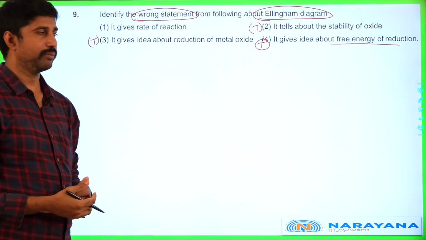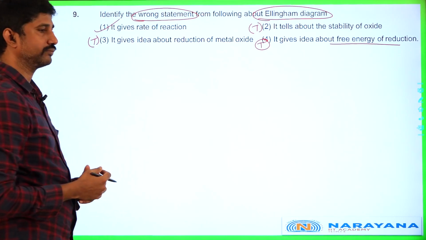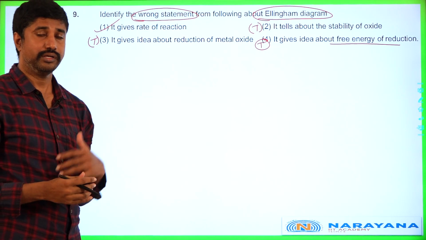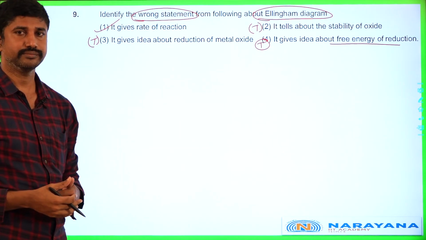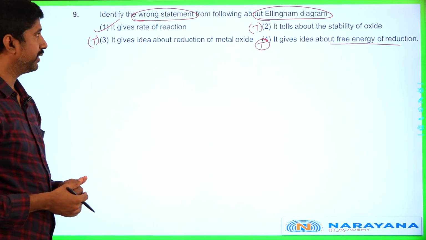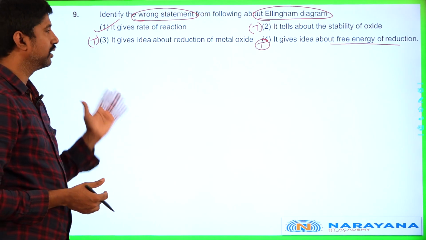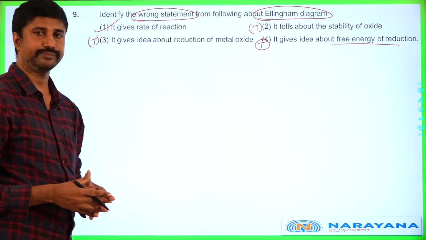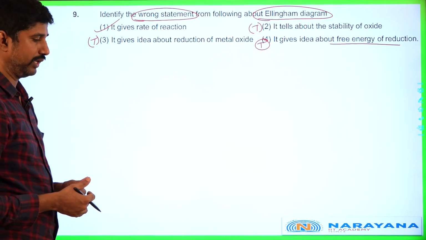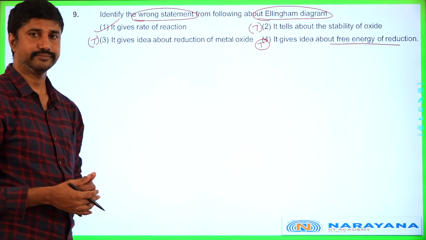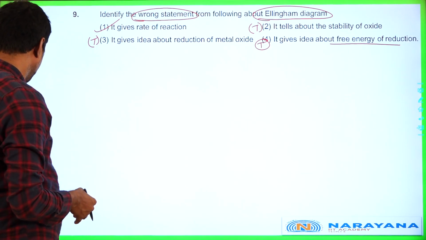But the only wrong statement is that it gives the rate of reaction. It does not say anything about the speed of reaction. The Ellingham diagram is a thermodynamic treatment of metallurgical operations, and doesn't say anything about the rate of reaction. So this is question number 9, Ellingham diagram. Right, let us go for the next one. Question number 10.